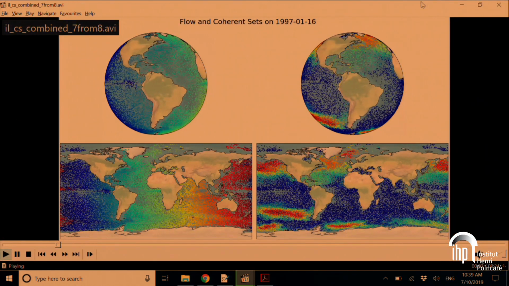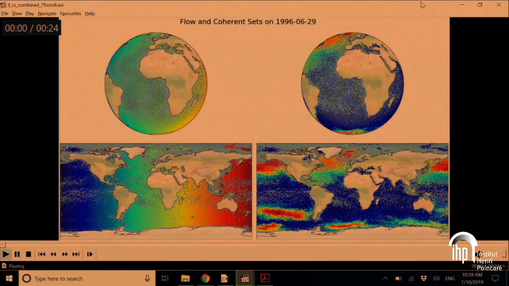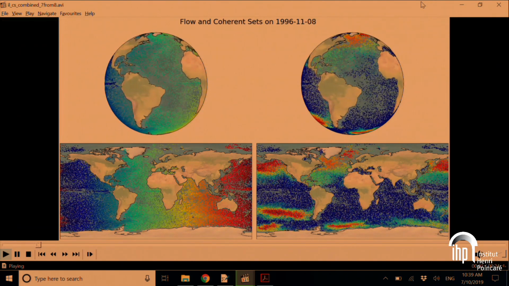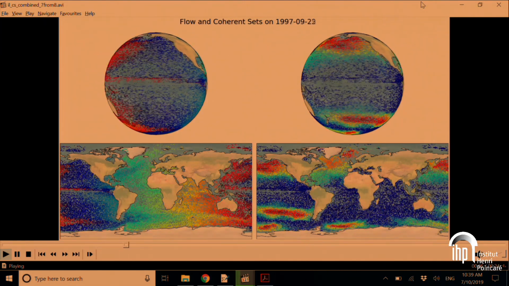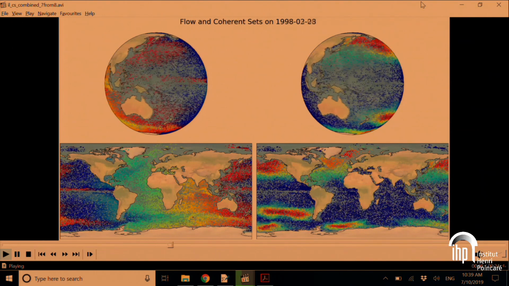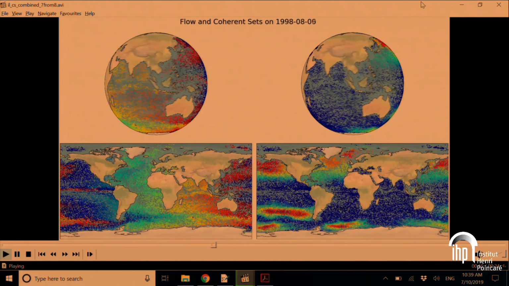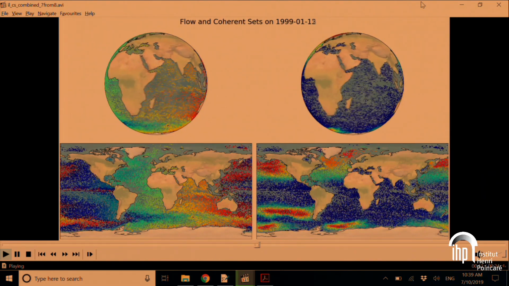Okay, let me explain. On the left, this is just coloring by longitude, so there's no computation here, it's just to show you how the flow is going. Oceanographers like to see flow by longitude. And on the right is the computation. On the right, again, the color scale is from 0 to 1, with 0 being not in some coherent feature, 1 being strongly in some coherent feature.